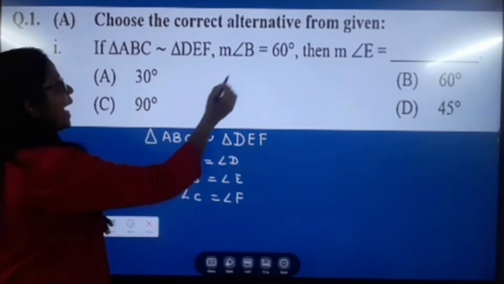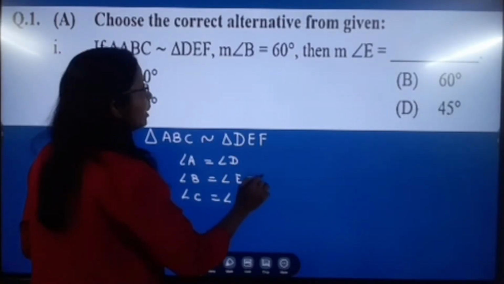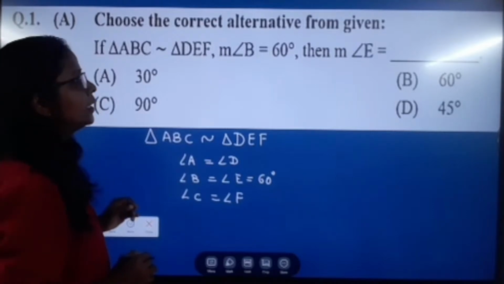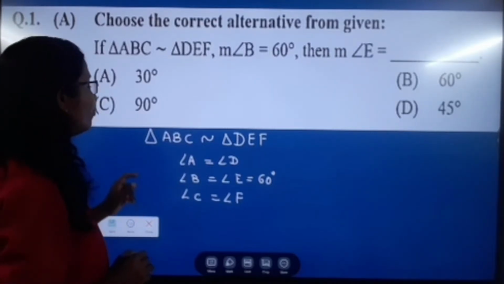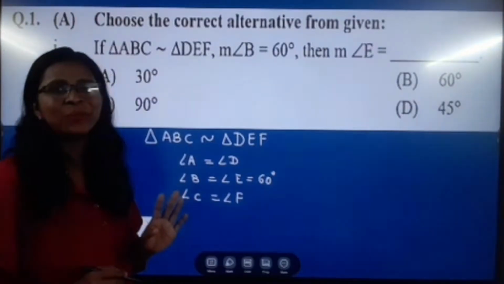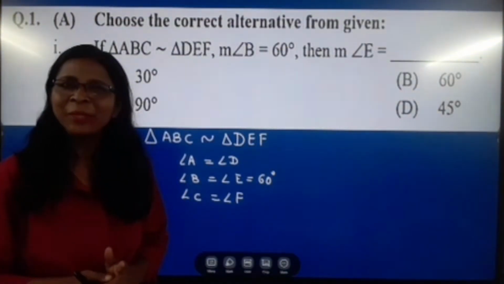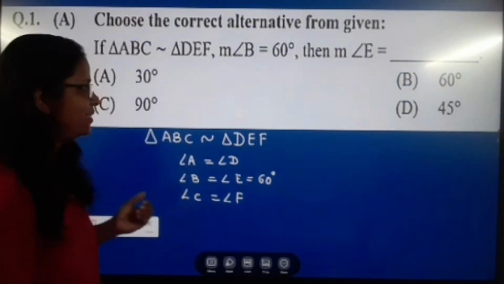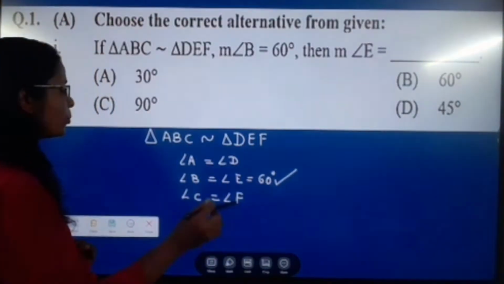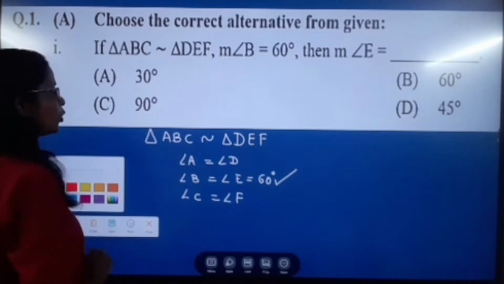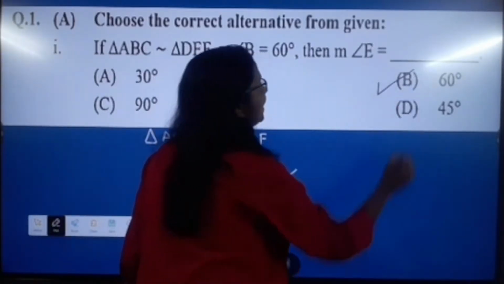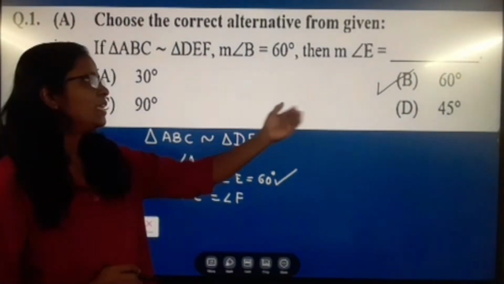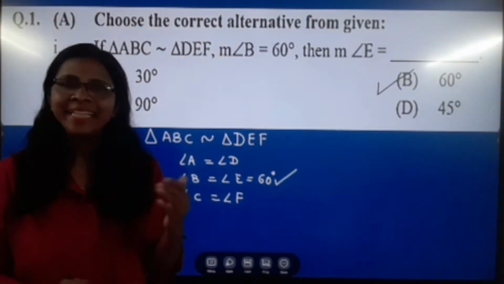Now here the angle B is given and it is equal to 60 degrees, and we have to calculate the measure of angle E. They are corresponding angles, so the measure of angle E is equal to 60 degrees, same as it is. So the correct option will be B, 60 degrees. Then the next example.